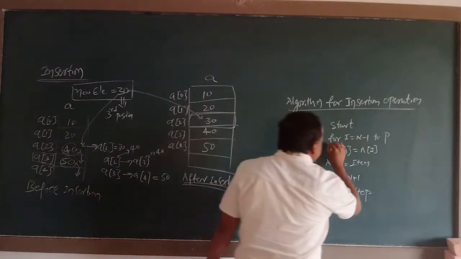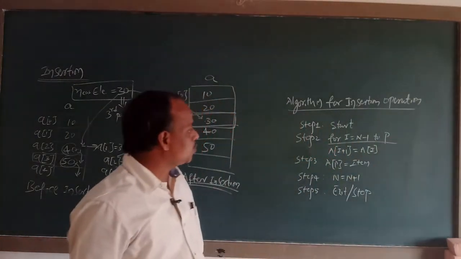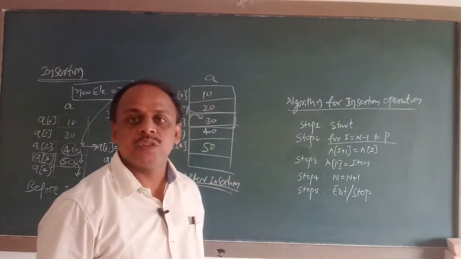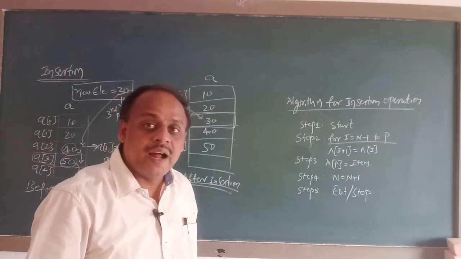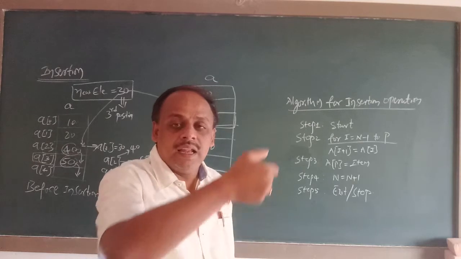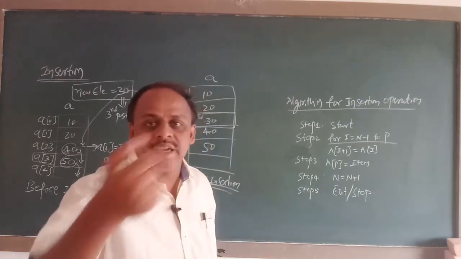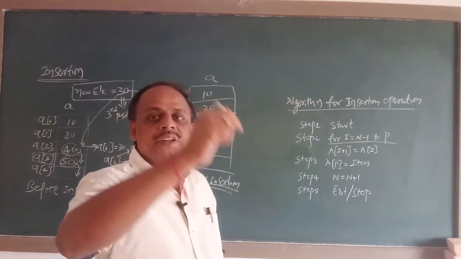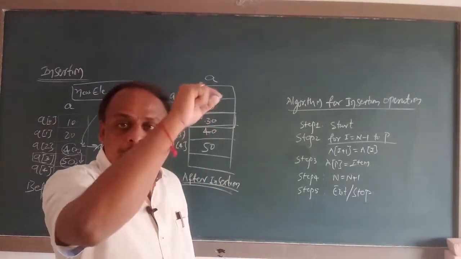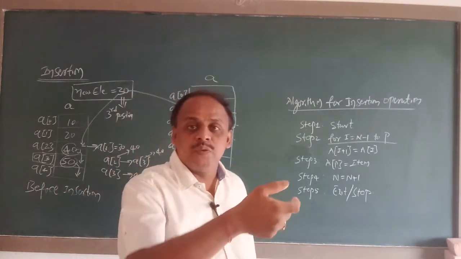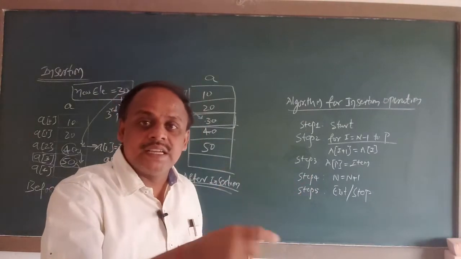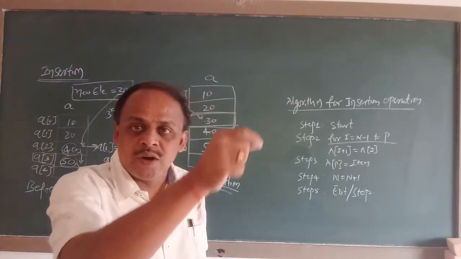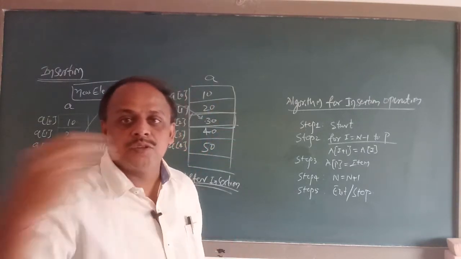See here, for I equal to n minus 1 to P means what? Whenever we are going to insert a new element into the array, what do we have to do? We have to place the last element into its higher order, then the next element into its higher order, until we reach the insertion position. The element at the position where we have to insert should also be placed into the higher order. Like this we have to place the last element into its higher order.